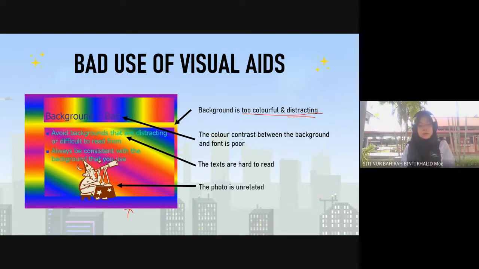And the color contrast between the background and the font is poor. Why? Because for example, the background here is very dark and very bright, and then you have the font that is very difficult to read because the color, for example in this part, the blue and the purple, almost look the same. The texts are hard to read, and the photo is also unrelated. This photo has nothing to do with the points presented in this slide. So this is an example of a bad visual aid.